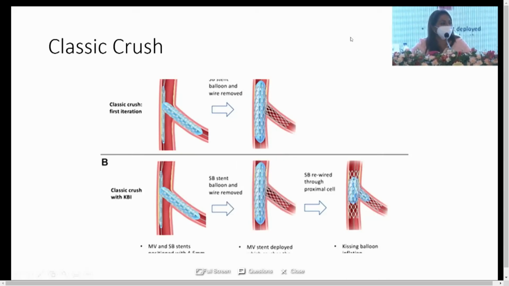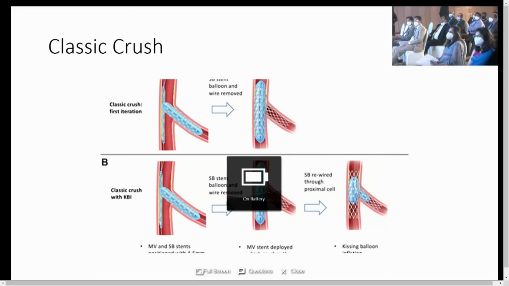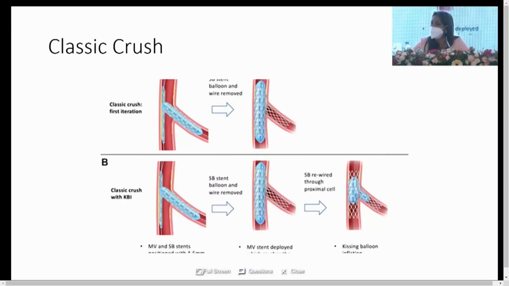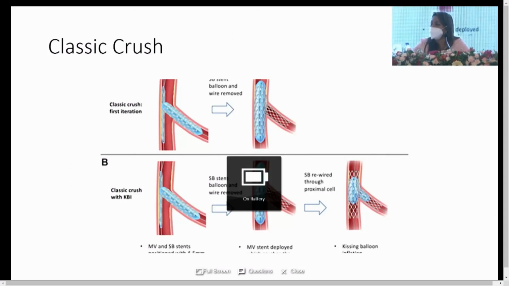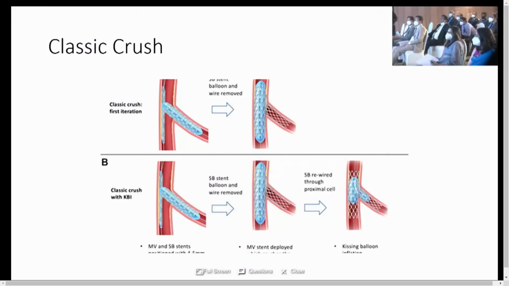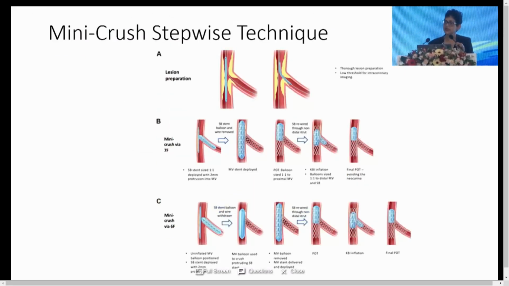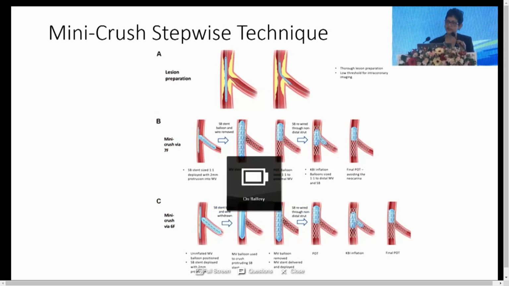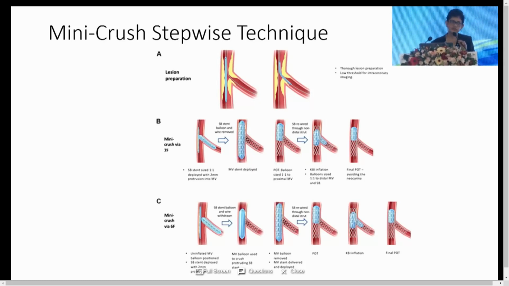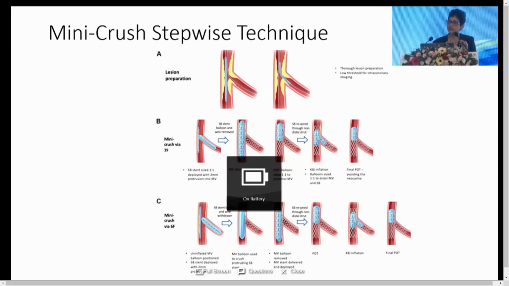This is just the theory part. Now you can see the original classic crush, a relatively short procedure where you remove the balloon once you deploy the side branch stent. You remove the balloon and the wire, and you crush it with the main branch stent. Then this is the mini crush technique. Depending on what kind of guide catheter you use, you have to use more steps if you are using a 6 French. So you are actually better off with a 7 French, where you can straight away go with your main branch stent to crush it. In the 6 French procedure you have to go one more step further.